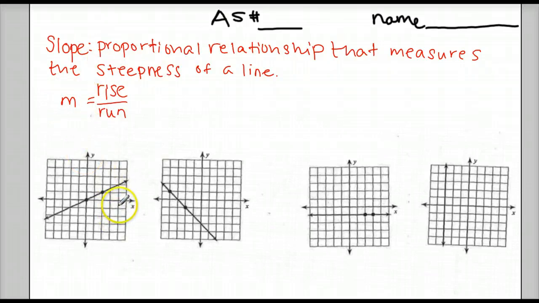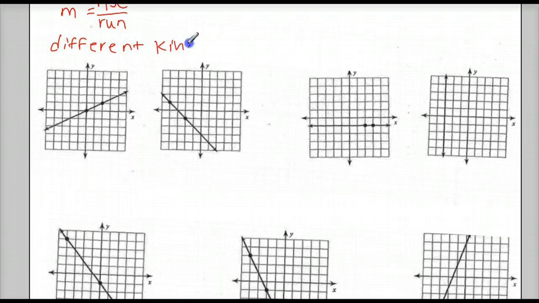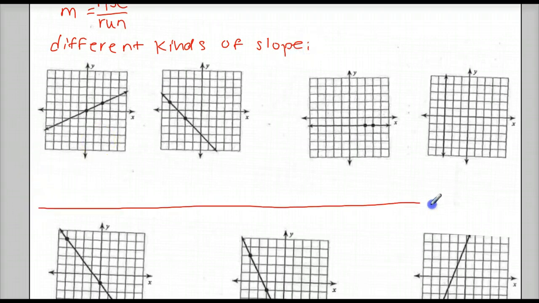All right, now let's look at these four graphs. There are four different kinds of graphs that you'll see. They're kind of like families. So here are the different kinds of slope represented by these four graphs. And I would draw a line down here because we're just really going to be talking about these four.